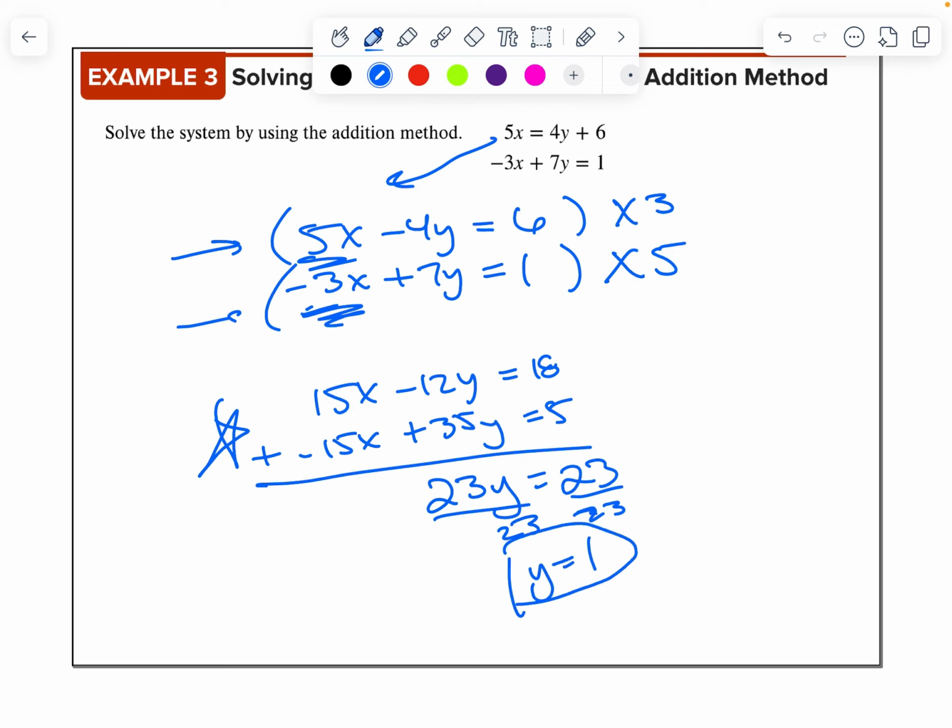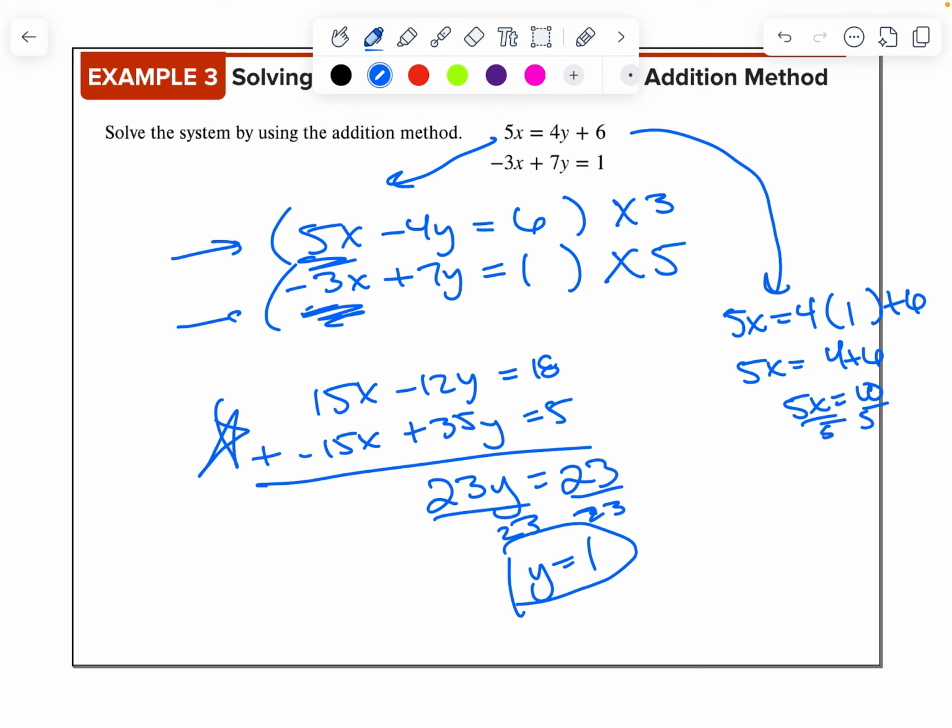Again, I want an ordered pair. I can go back to any equation throughout the whole process and try and find x. I'm just going to go back to the one that looks easiest. I'm going to take this one. So 5x equals 4y plus 6. But I know that y is equal to 1. So then 5x equals 4 plus 6. 5x equals 10. Divide by 5, x equals 2. And so my ordered pair, my solution is 2, 1.